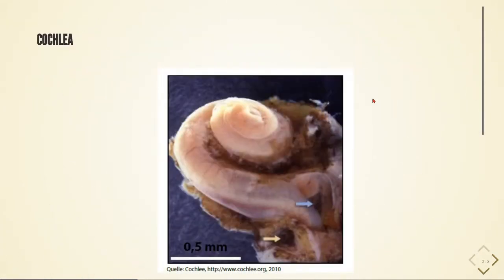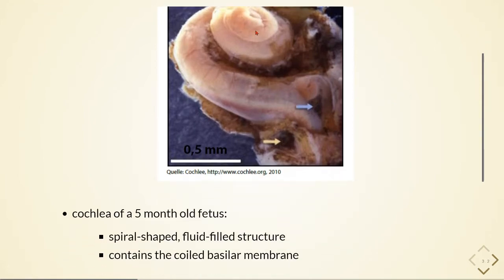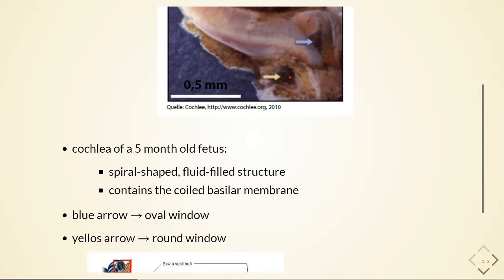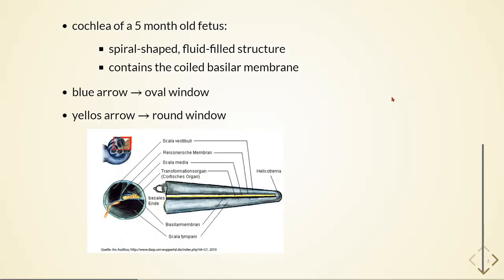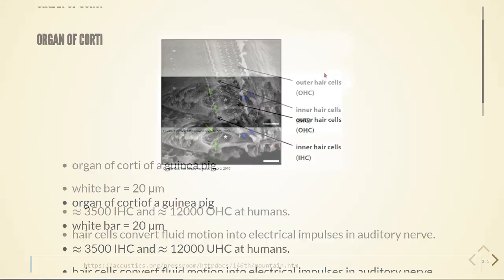signals. Here we have the cochlea of a 5-month-old fetus, and we see the spiral shape of this structure that is fluid filled and contains the coiled basilar membrane. The blue arrow here indicates the oval window, and the yellow arrow indicates the round window. Here's a detail of the organ of Corti, and we have the outer hair cells and the inner hair cells. And just for comparison, this white bar here is 20 micrometers, and this is the picture of the organ of Corti of a guinea pig.